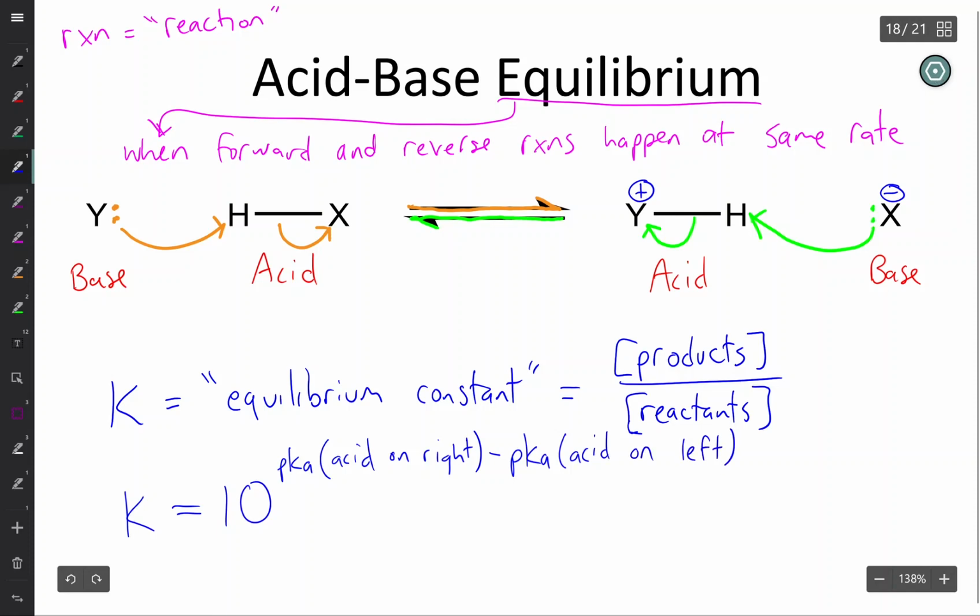All right, question? The question is, is the K in the equilibrium constant the same as the K in pKa? Yes, sort of. They both derive from the same place.